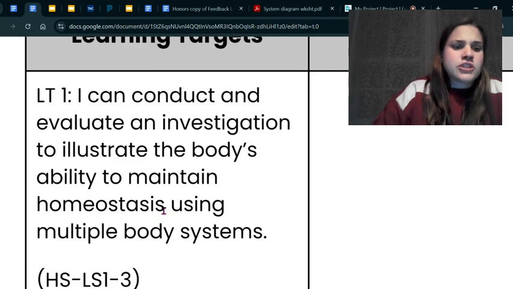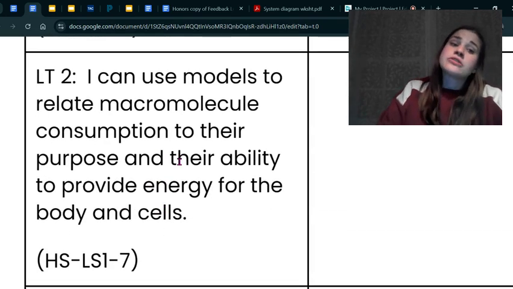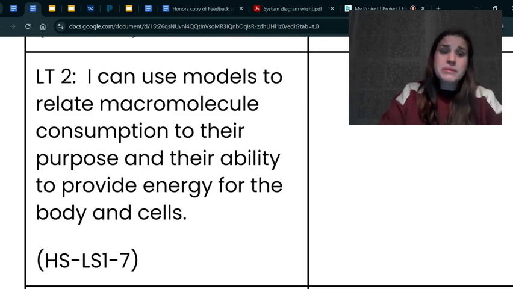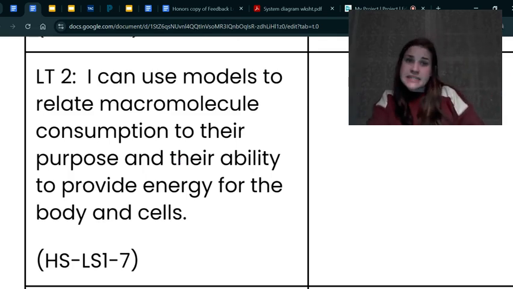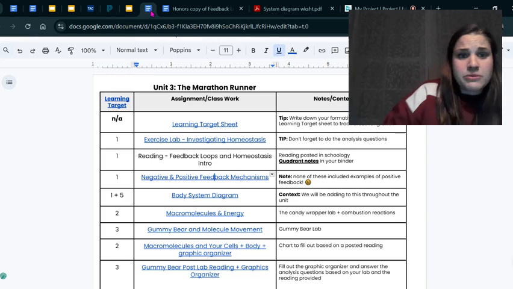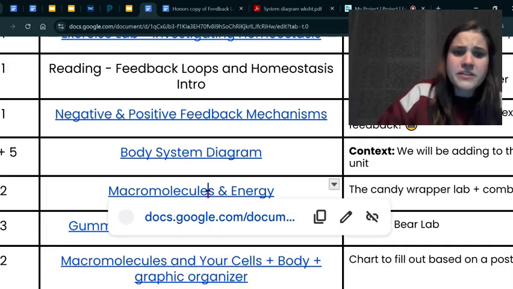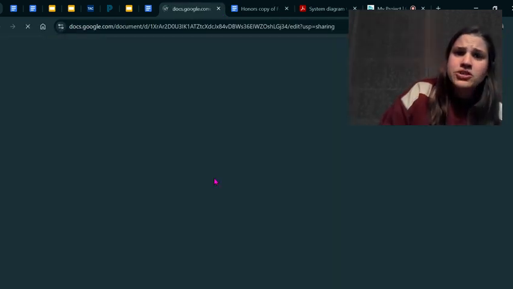If we take a look at our learning target sheet here, it says I can use models to relate macromolecule consumption to their purpose and their ability to provide energy for the body and the cells. So what did we do to tackle that? We had this first worksheet about macromolecules and their energy.